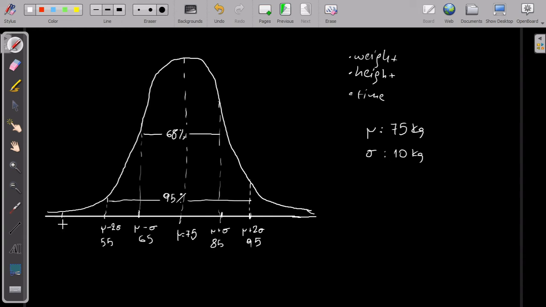And if I go 3 standard deviations before my mean, meaning mu minus 3 sigma, which is 45 kilos, and 3 away, mu plus 3 sigma, which is 105, I will find from here up to here my 99.7% of my population.